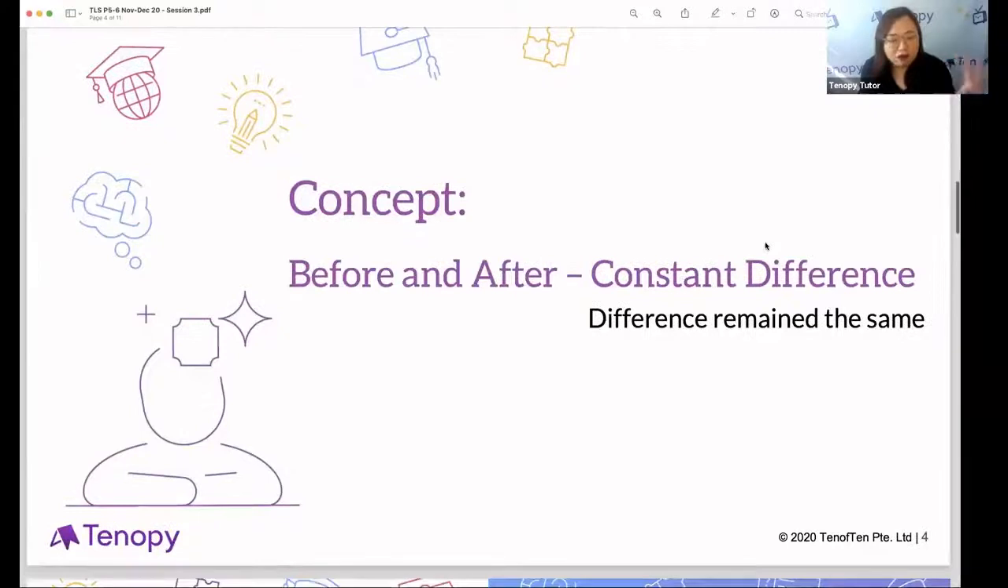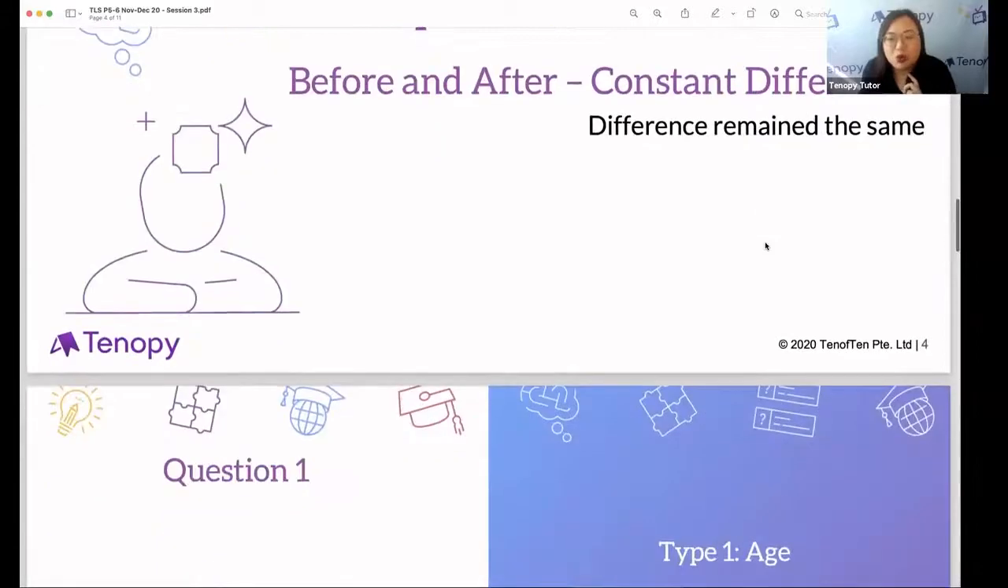I know there are some P4 students in the class. During the last lesson, we also went through some constant difference. Now, I'm going to show you the difference between a P4 level constant difference question and an upper primary constant difference question, okay? They both fall under the same topic of age, but what is the main difference between them? Let's take a look at the first question, okay?